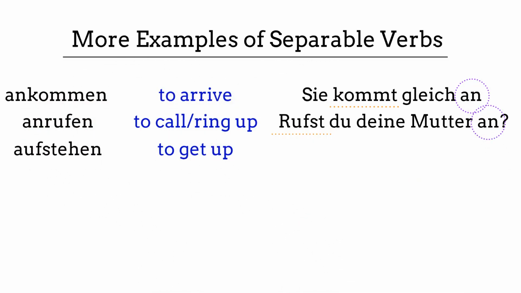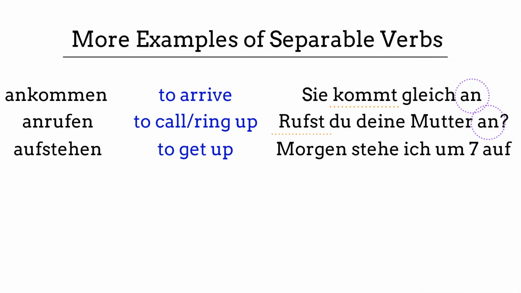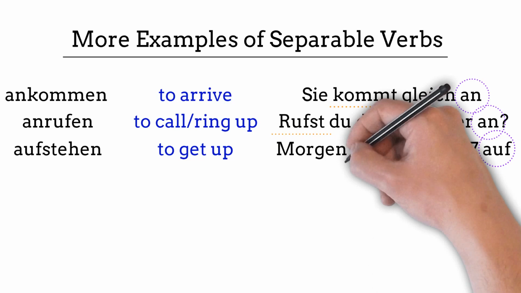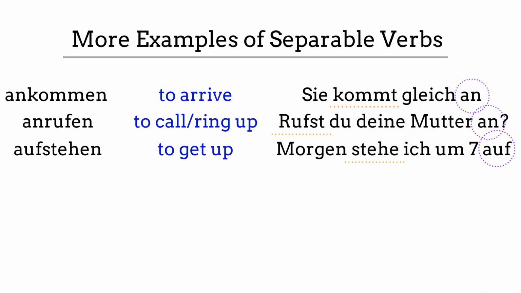Aufstehen means to get up. Morgen stehe ich um 7 auf. Tomorrow I'm getting up at 7. Auf, the prefix, is at the end of the sentence, whereas stehe, the conjugated verb, is in second position, as it always is, unless it's an open-ended question.